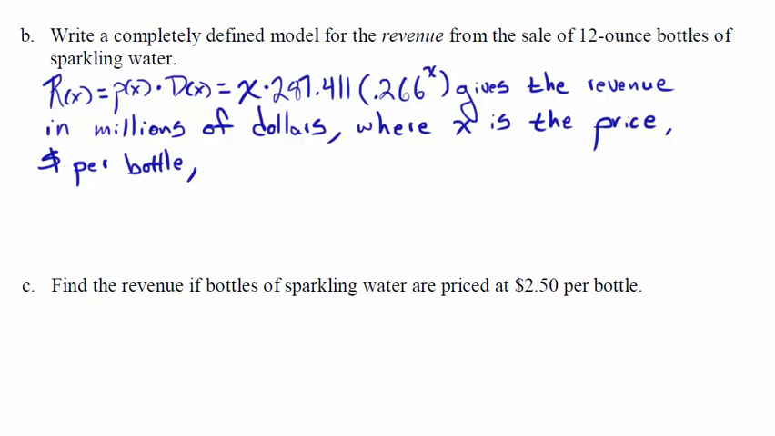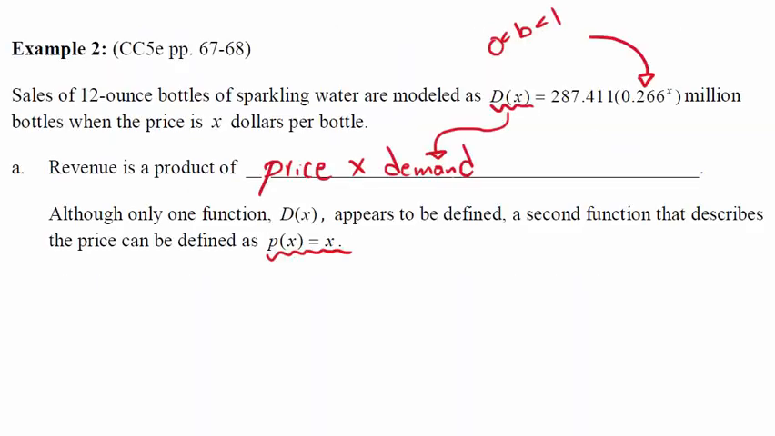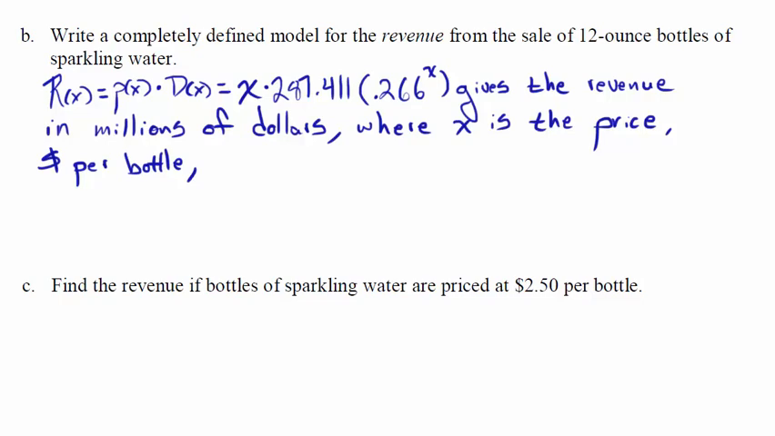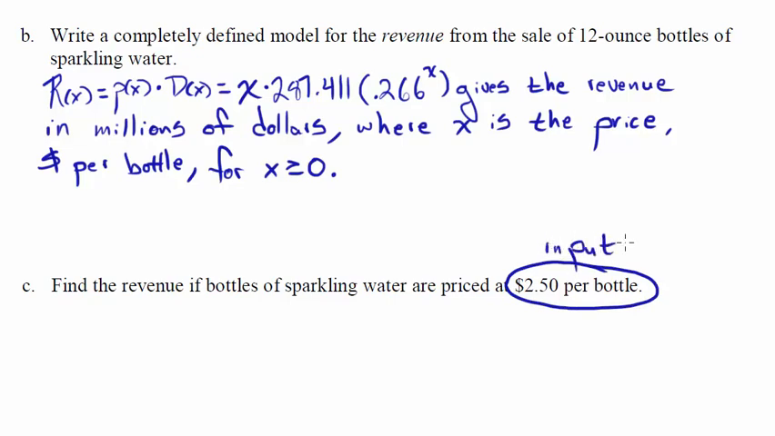And do we have a domain? I'm going to have to jump back over here. I guess our only restriction is that the price needs to be positive, so we're going to say for X greater than or equal to 0. If I wanted to find the revenue using this new function when the price is $2.50 per bottle, this is an input, right? Because I'm given X, so this is an evaluate problem.